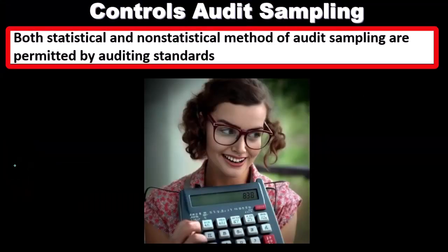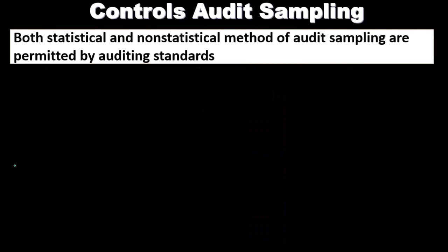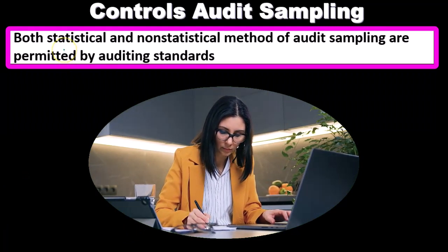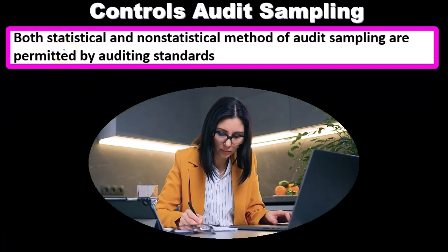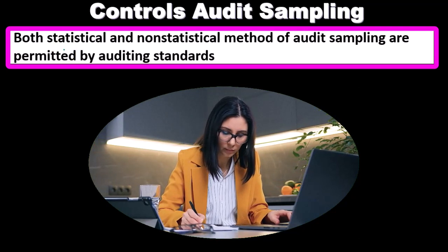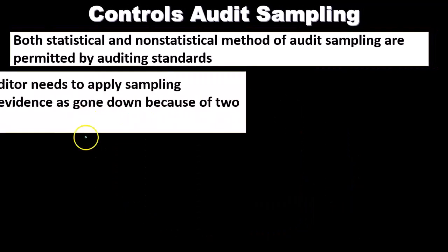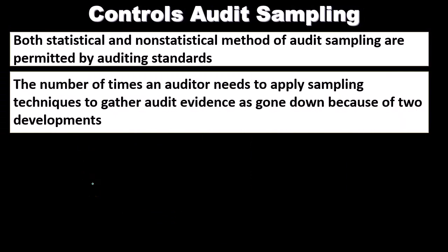Both statistical and non-statistical methods of audit sampling are permitted by auditing standards. We will talk more about what these two items are, but just note that the statistical method is going to be a more precise type of method than a non-statistical method. However, it's going to be more costly to apply a statistical method. So we'll get into more depth in the future on that.